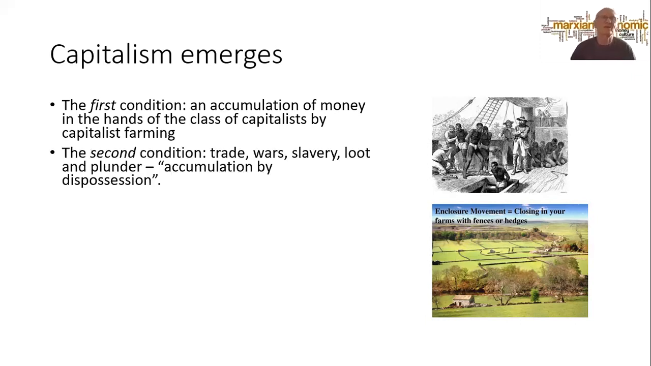The second condition of this primitive or primary accumulation is through trade with other countries, merchants trading, starting with Christopher Columbus, if you like, and trading abroad, wars, carrying out wars, conquests of other lands, and usurping their lands and their resources, taking people into slavery, which is an accumulation which can be sold and bought, loot and plunder in general.